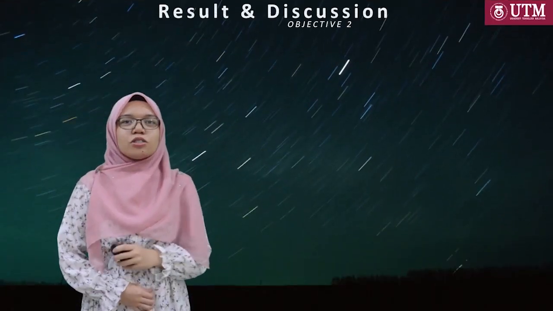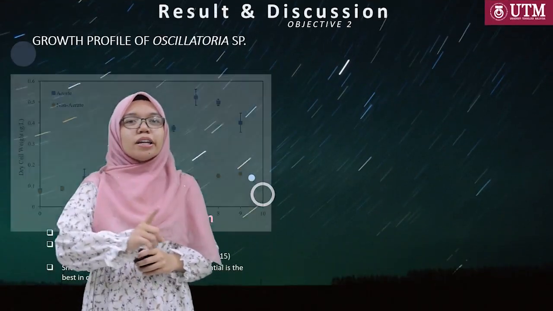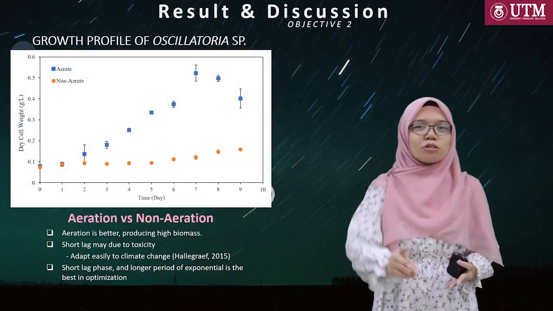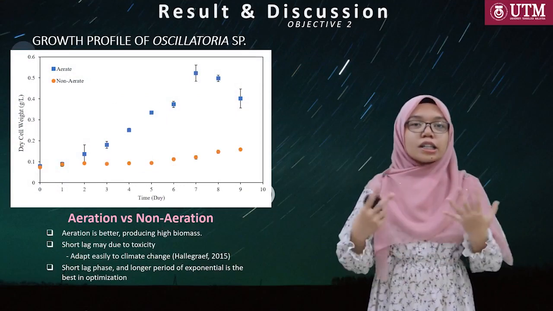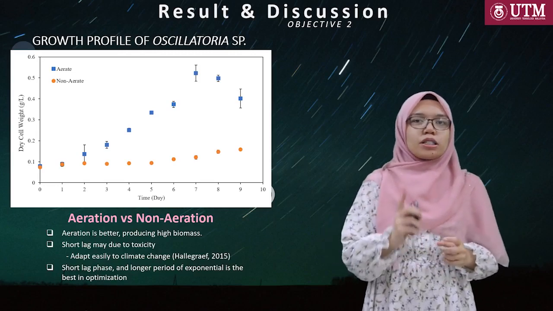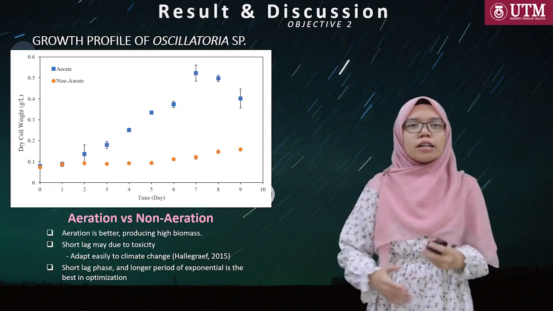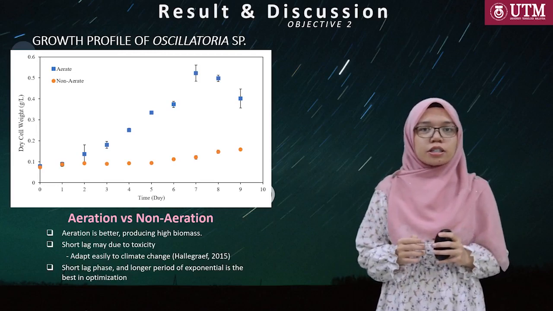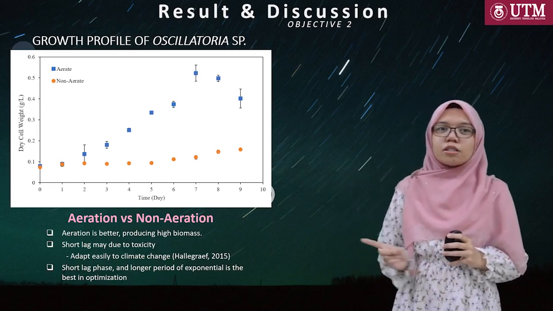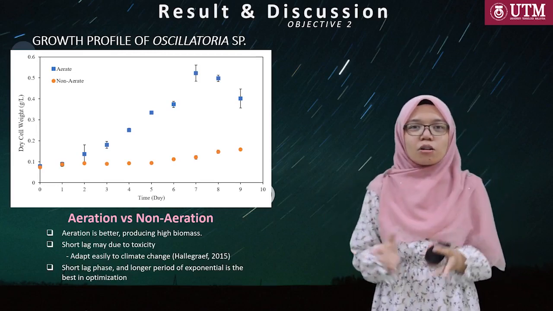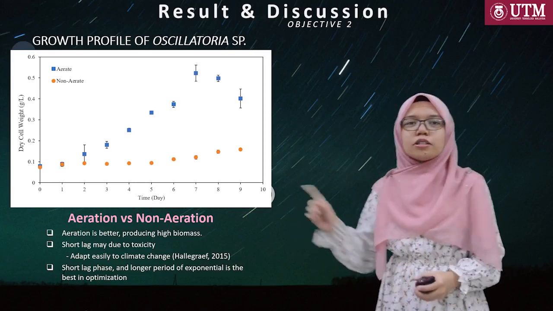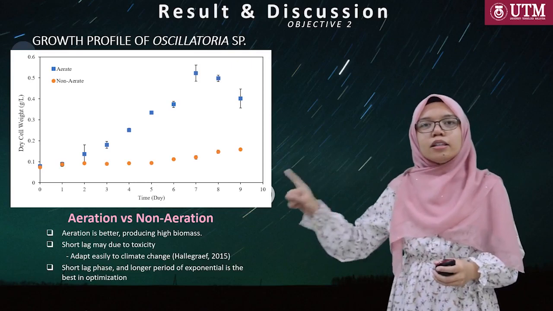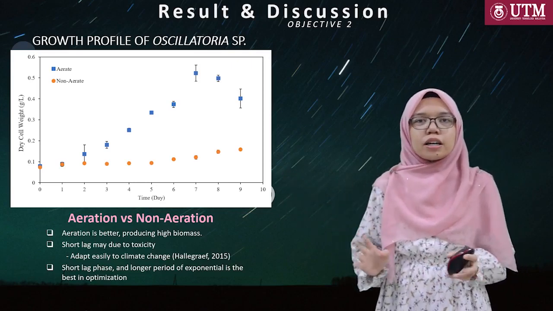Okay, since we finished with objective 1, now we proceed with results for objective 2. Before growth performances could be studied, the experiment was started with the study of growth profile in aeration and non-aeration conditions. The experiment was first conducted to determine the necessity of aeration during the study of cultivation. Overall, it showed that the aeration was better, yielding 0.5 gram per liter.